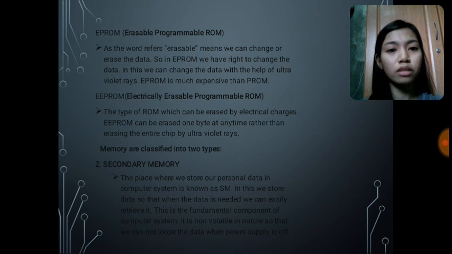Memory is classified into two, and now the secondary memory. The place where we store our personal data in a computer system is known as secondary memory. In this, we can store data so that when the data is needed, we can easily retrieve it. This is a fundamental component of a computer system. It is non-volatile in nature, so we do not lose the data when the power supply is off.